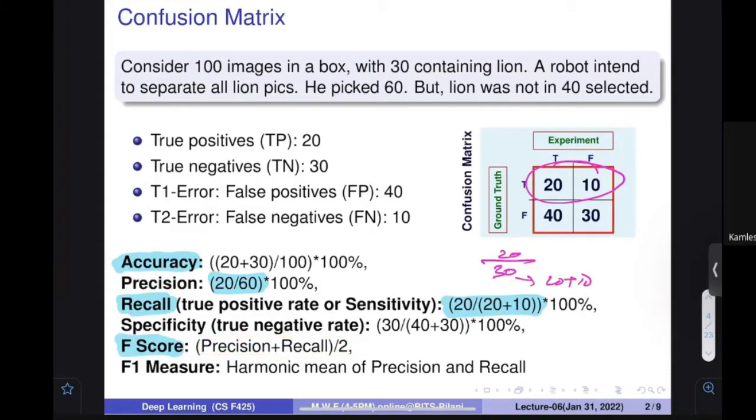Another is called the F1 measure. Please note that there is a difference between F score and F1 measure. Another way to combine these two is called the F1 measure. And this formula is a different kind of formula: 1 upon F1 is equal to 1 upon precision plus 1 upon recall. So if you have a system, you find out the value of precision and recall, you put them into this formula and solve to get the value of F1 measure.